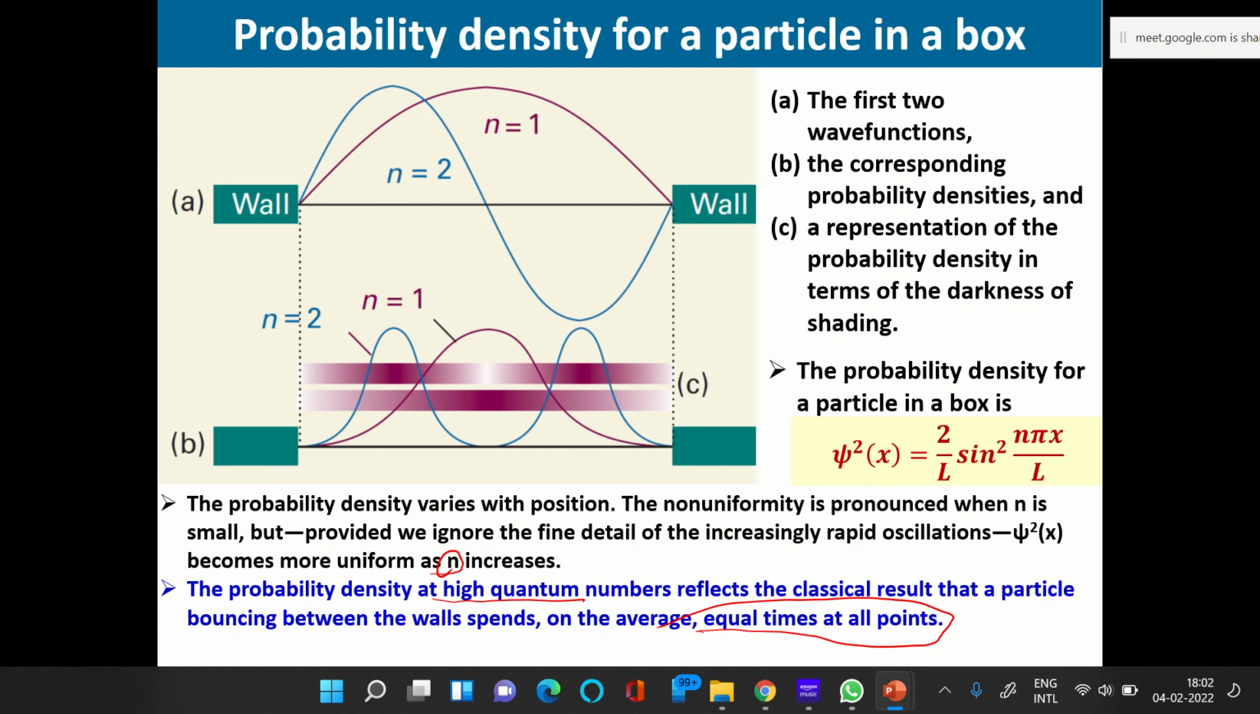So that is also a result that we find in a classical picture, that if a ball is rattling between two walls, there is equal probability of finding the ball at any position, any value of x. So that is a classical result. So at high quantum numbers, again this is showing.